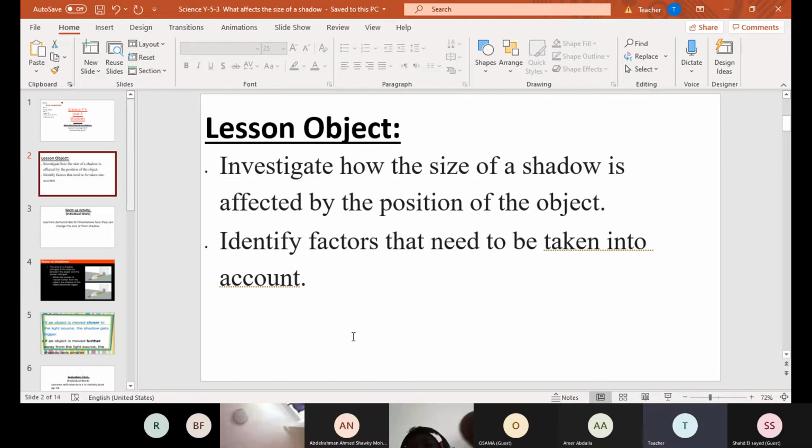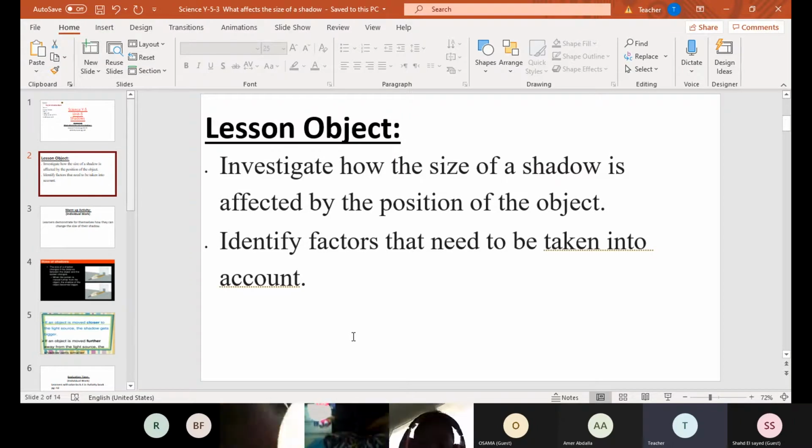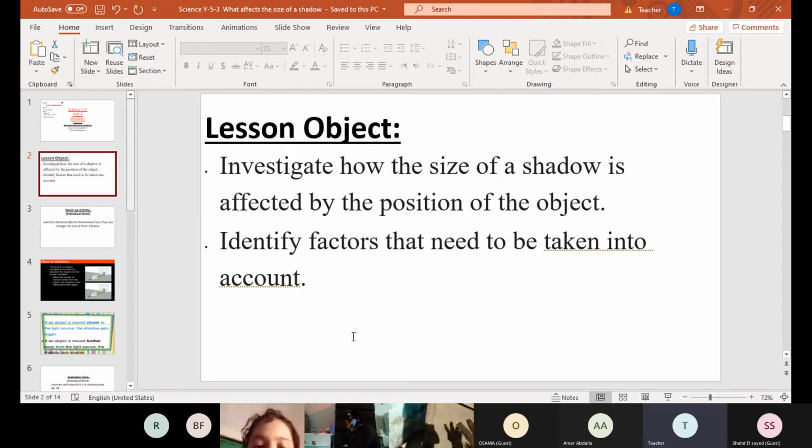After this activity, we have to identify the factors that need to be taken into account. So we will check how many things there are, or the factors that are affecting the shadow sizes. Okay. So please try to get your shadow, your hand shadow, on the wall. And if you are moving, can you please move back? Rimas, move back. Check whether the size is increased or decreased. Come near to it and then go back. Hurry up. When should your shadow be bigger?